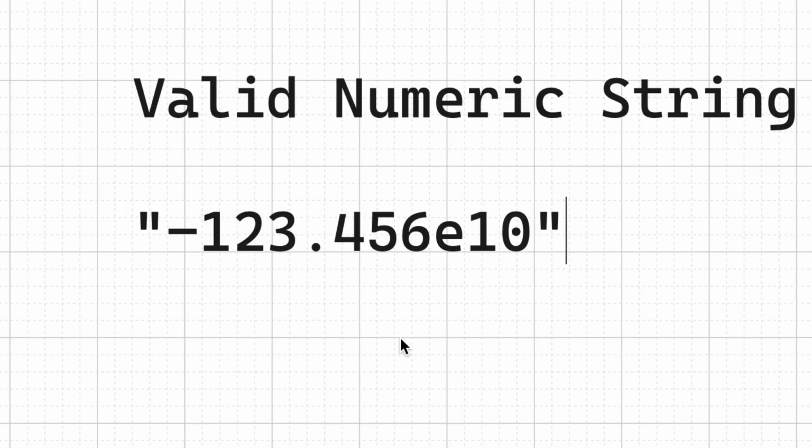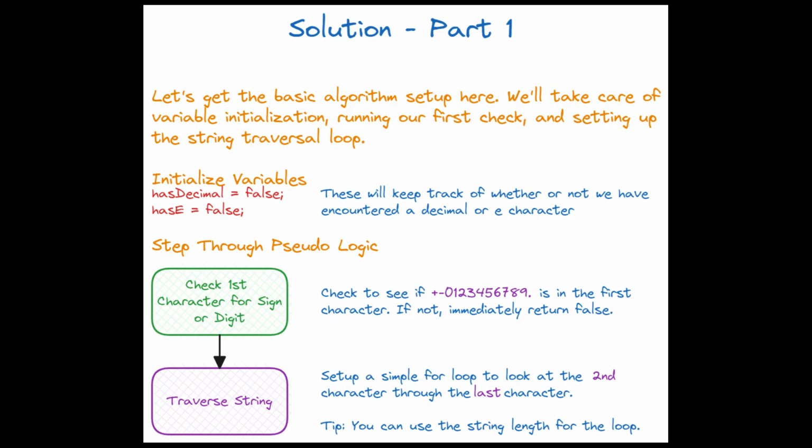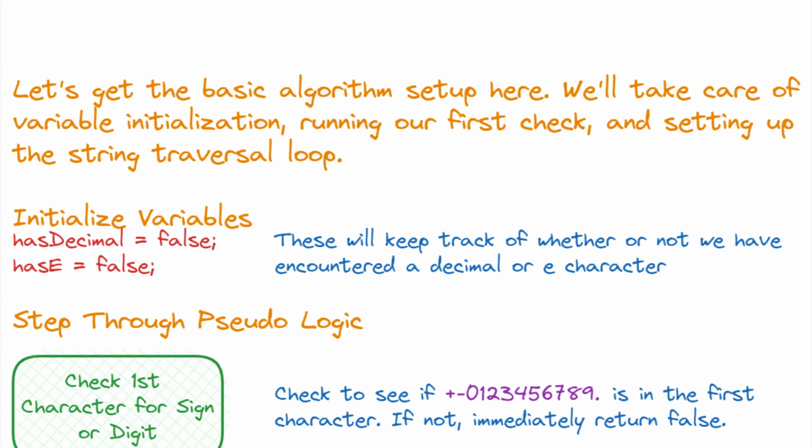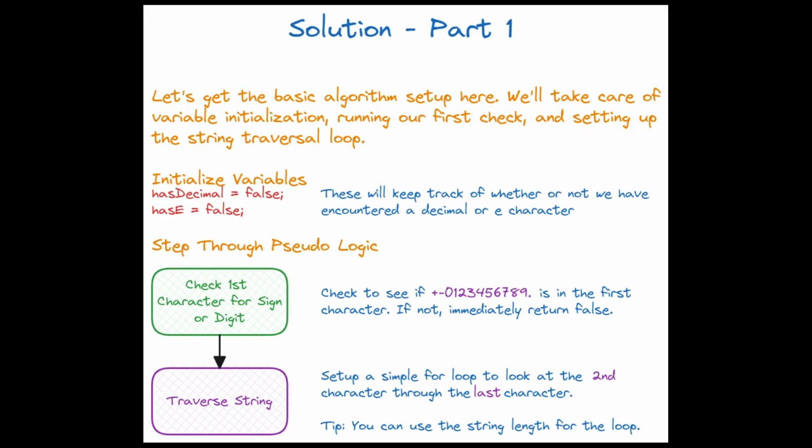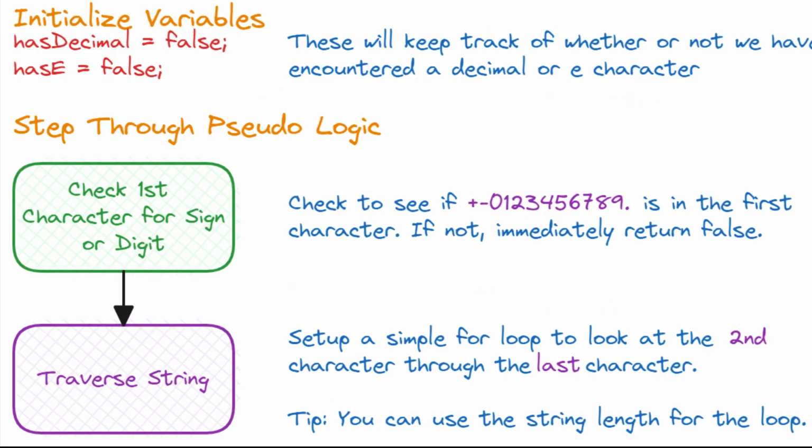Now going back to our example of negative 123.456 E10, let's figure out how to write the code. So first we initialize variables. We set has decimal and has E to false. These are trackers or checkpoints for decimals and scientific notation, and allow us to write rules around these flags. Then we check the first character. It should be a sign, digit, or decimal. If it's something else, the string is invalid.